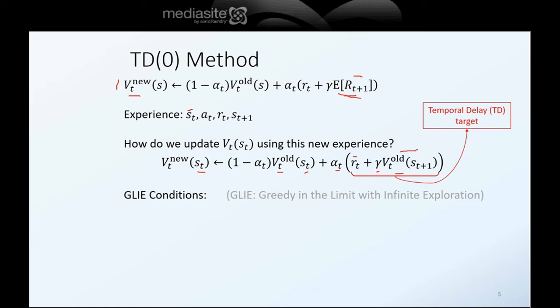Now, the alpha_t's must satisfy the Robbins-Monro conditions. And what are those conditions? First of all, it should be decreasing with time t, and the summation of alpha_t should be equal to infinity. But the summation of alpha_t squared should be less than infinity. So these are the conditions.